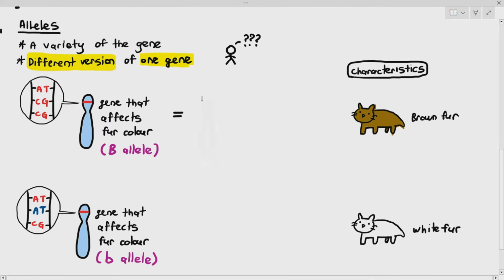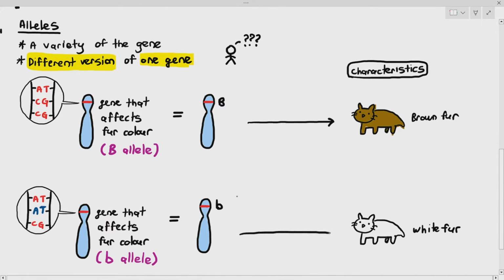So to simplify this, instead of writing the gene with the base sequence, we just draw out the chromosomes and the line, and we put capital B over there and small b over there at the bottom. If the organism has the capital B allele, or the capital B information, it will have brown fur. And if the organism has the small b allele, it will just have white fur.